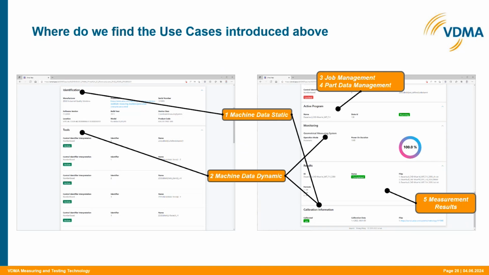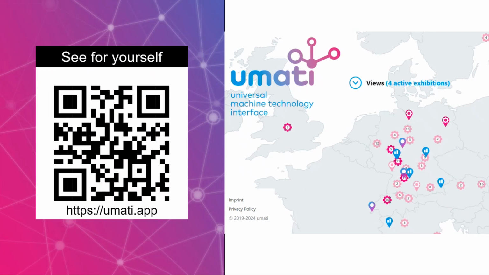We have some kind of monitoring. And if you're interested, I forgot to mention, of course, you also have the measurement results. I will show an example later in a little bit more detail. And of course, as I mentioned, UMATI is a strong community. You can look at the QR code, go to umati.app.